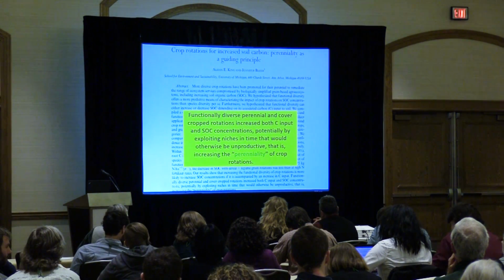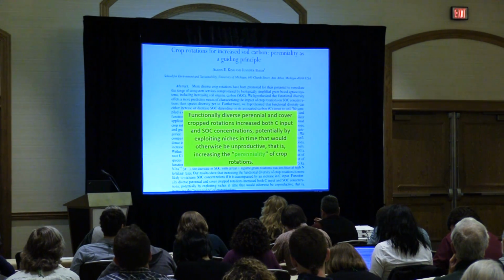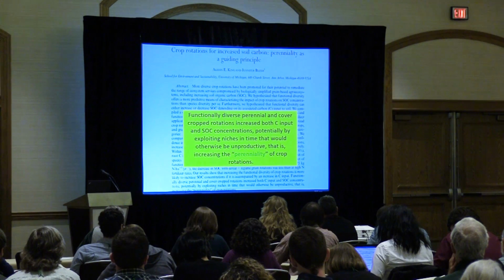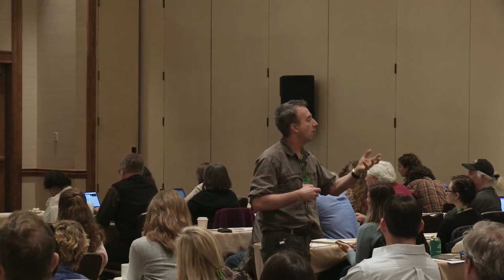This is an interesting meta-analysis, crop rotations for increased soil carbon, perenniality as a guiding principle. What they found was that when you have perennials in the system, like long-term sod, CRP, or alfalfa, you build organic matter. I think we know that. But if you make your annual cropping system have more of a perennial character by combining summer annuals with winter annuals, you add perenniality to the system as well.